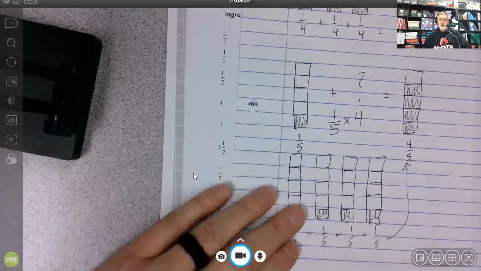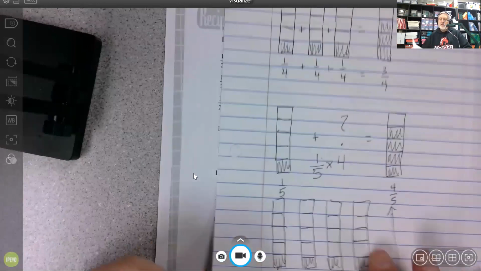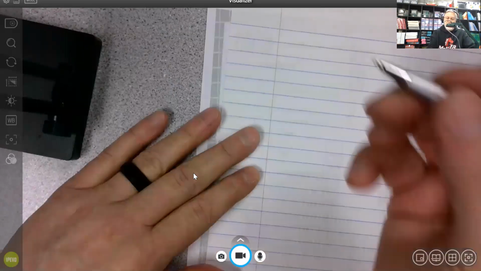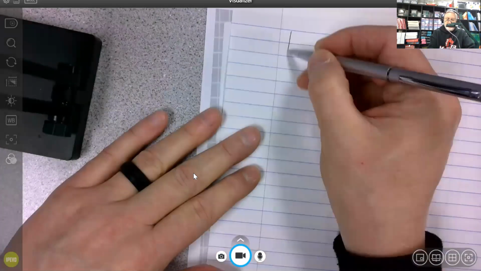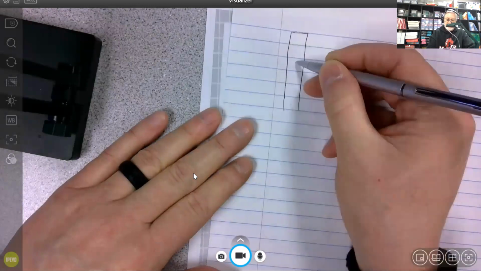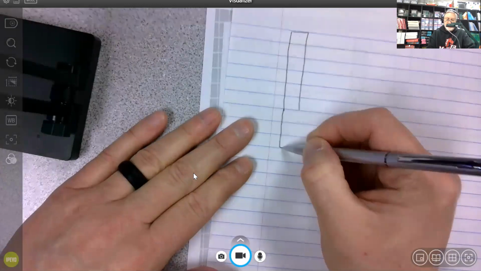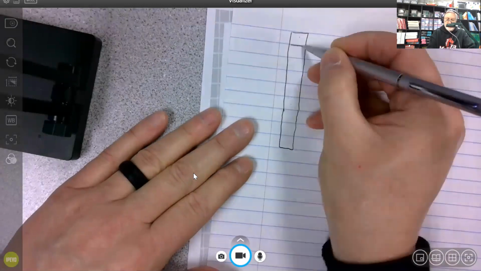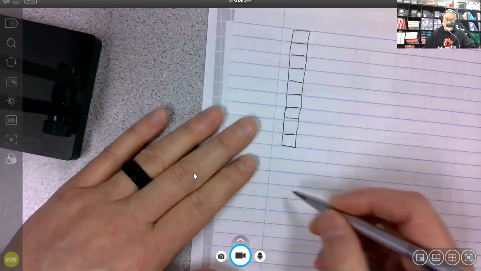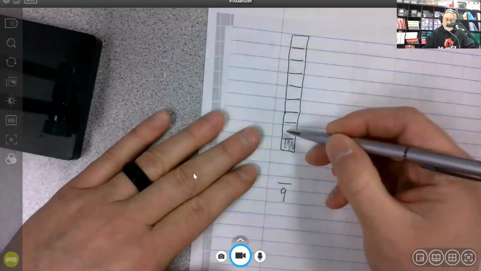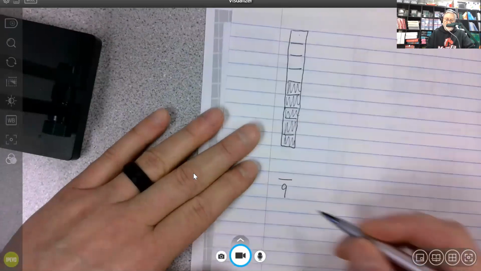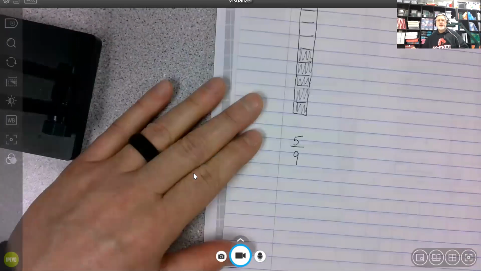Okay. Now, they could also ask you this question another way. They could say, I have an answer here. Let's see, if I go 1, 2, 3, 4, 5, 6, 9. I'm going to use 9 as my denominator. So I'm going to partition it 9 times. Okay. So I have 9 there. And I'm going to shade in 1, 2, 3, 4, 5. 5/9. I'm going to say my answer is 5/9.